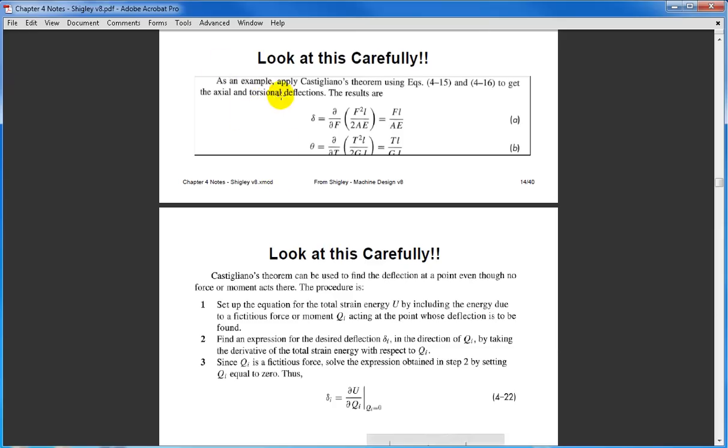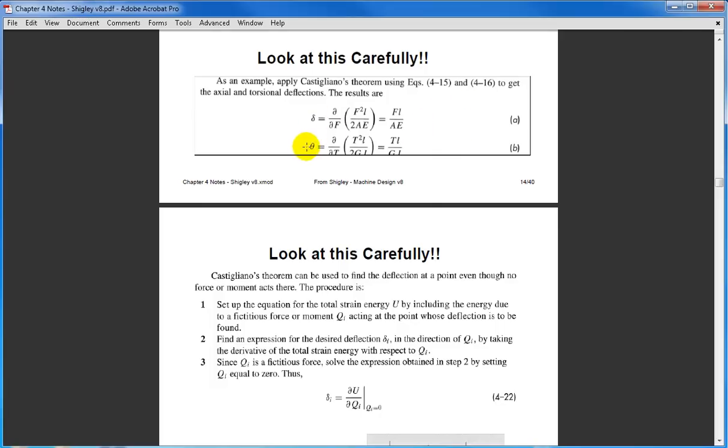Let's go back and get the energy that we found for axial tension earlier, and that was F squared L over 2AE. What happens if we take the partial derivative of that axial tension energy with respect to the load F? Taking partial derivatives means we hold everything else constant while we take the derivative with respect to F. And that gives us an FL over AE quantity, and that certainly is the deflection equation for an axial tension member under a direct load F.